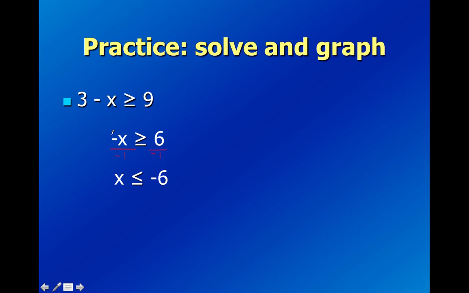Then the negative cancels and becomes positive. And 6 divided by negative 1 is negative 6. Or we could multiply by negative 1 on both sides. Either of the two, divide or multiply. And then we change the symbol from greater than to less than or equal to negative 6. Clear? And since it has an equal, we put a dot with a solid figure, going to the left because of the symbol that points there.